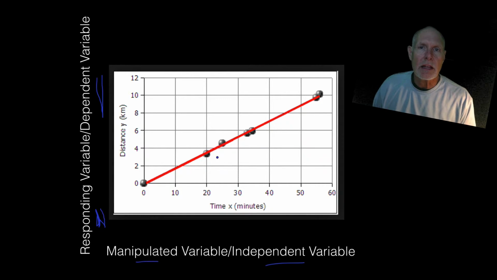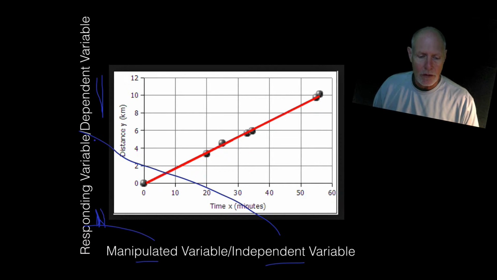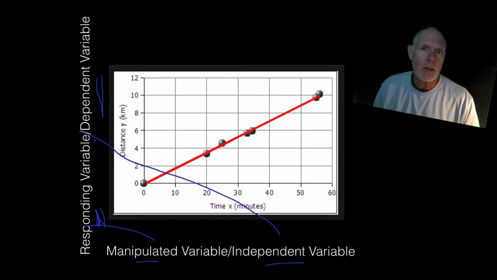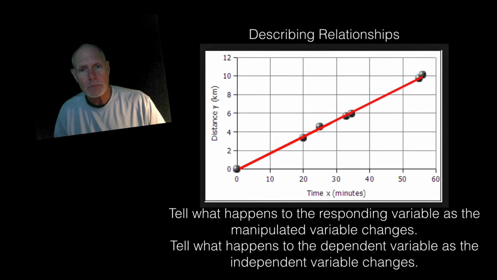You can use either of those terms, but keep manipulated with responding or independent with dependent. Don't mix the two of them up. So in other words, don't call it manipulated and dependent. That's too confusing. But you do need to know the difference between those variables and which is the one that always goes on the x-axis and why it goes on the x-axis. And the answer is it's either the manipulated variable or the independent variable, and it always goes on the x-axis because we had control over that variable.